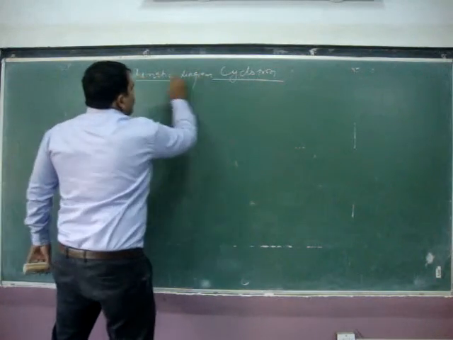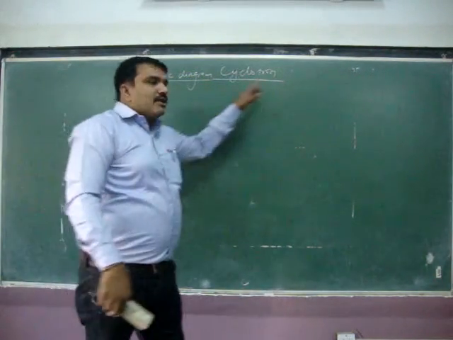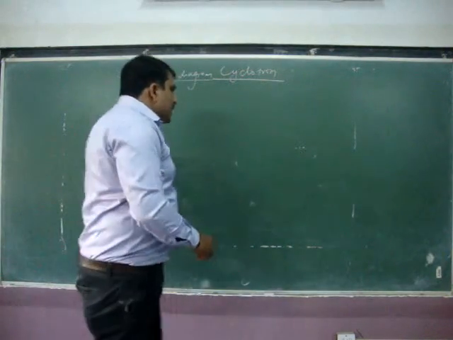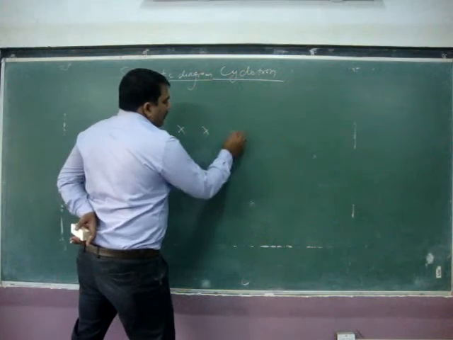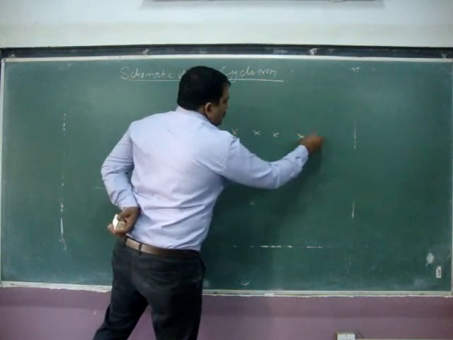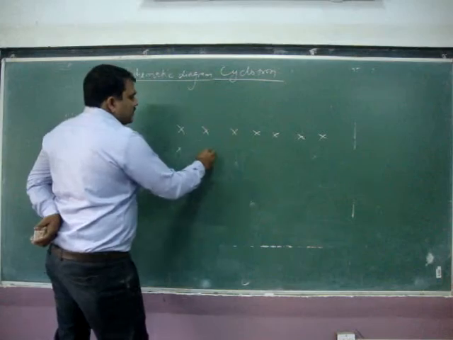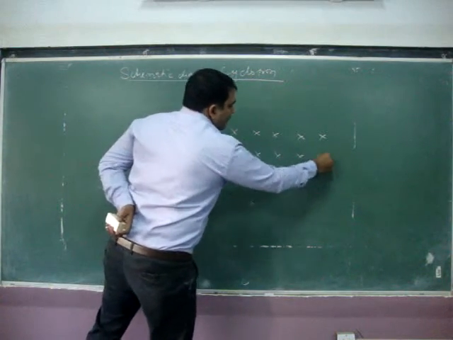In your exam, only a schematic diagram of cyclotron is asked. So to draw this diagram, first of all, we will draw a uniform inward magnetic field. Suppose this cross represents uniform inward magnetic field.